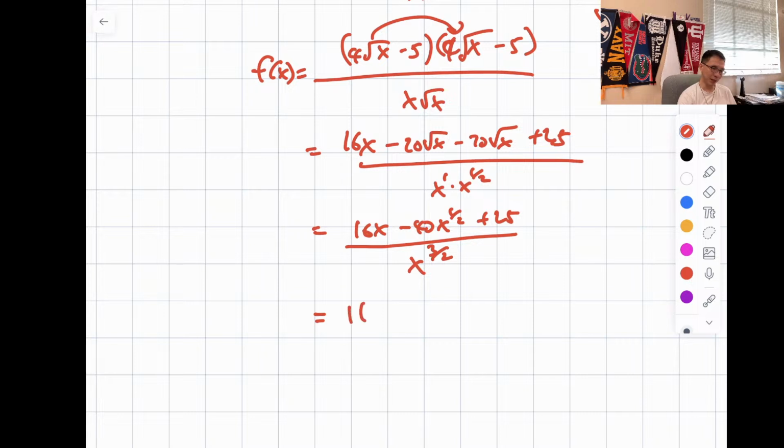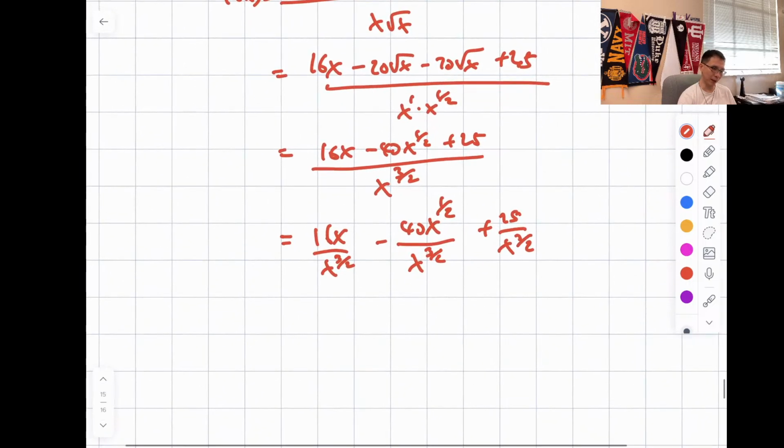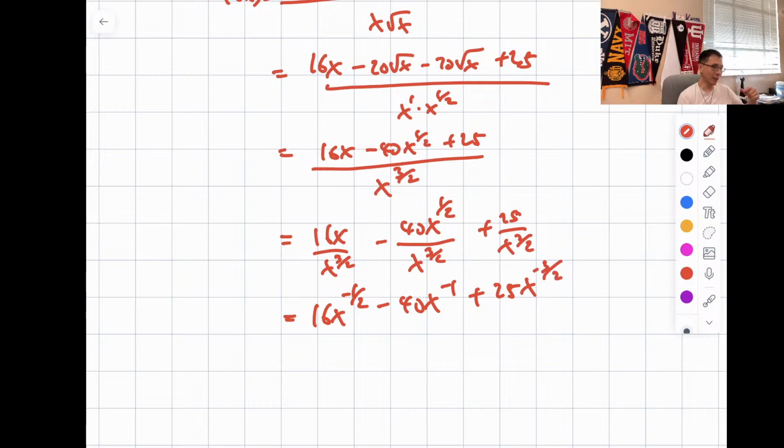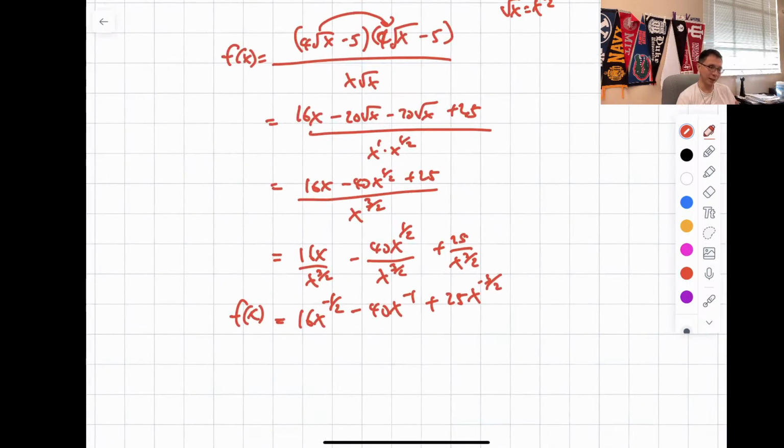And then that's going to be 16x over x to the 3 over 2, minus 40 x to the 1/2 over x to the 3 over 2, plus 25 over x to the 3 over 2. Simplifying, I'll do top minus bottom, so it's going to be 16x to the negative 1/2, minus 40x to the negative 1, plus 25x to the negative 3 over 2. Why did I move it to the top? Because I can take a derivative of that. So the whole thing, I did not do any calculus at all.